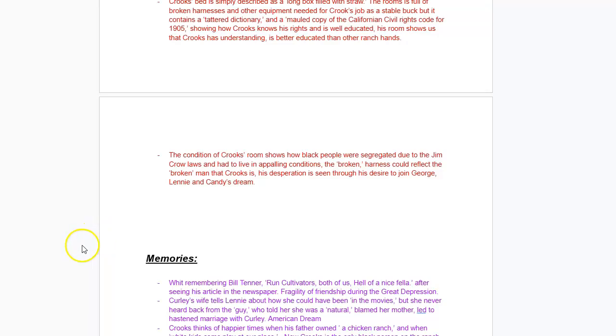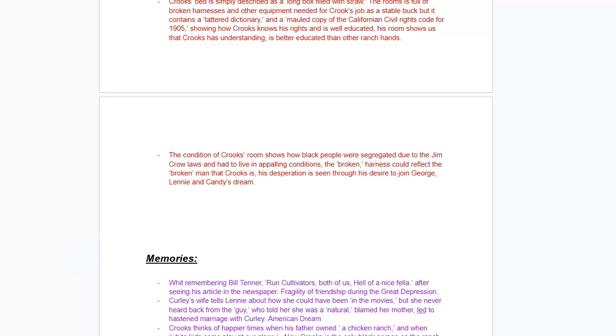So the condition of Crooks's room shows, in terms of the historical context, how black people were segregated due to Jim Crow laws. Crooks could not join the bunkhouse. Even Candy has a vivid memory of Crooks being beaten up in the bunkhouse. And the broken harness could reflect the broken man that Crooks is, his desperation as seen through his desire to join George, Lenny, and Candy's dream.